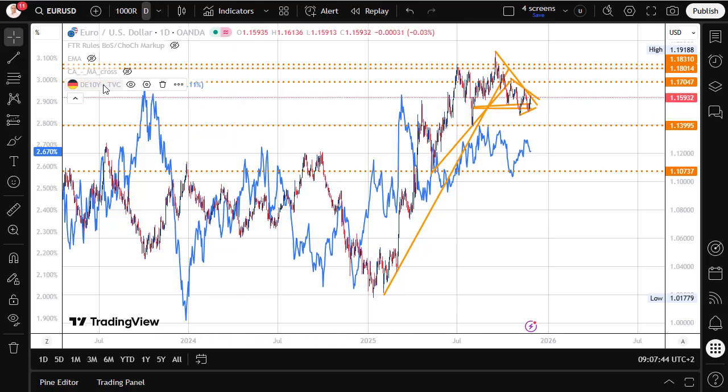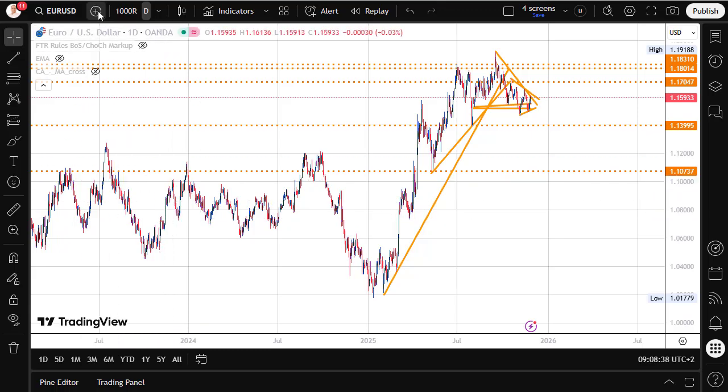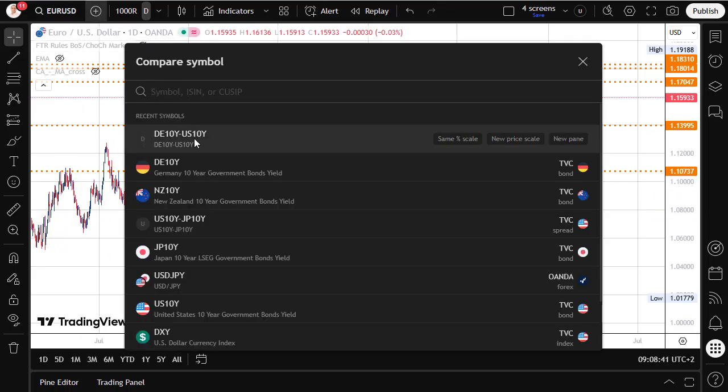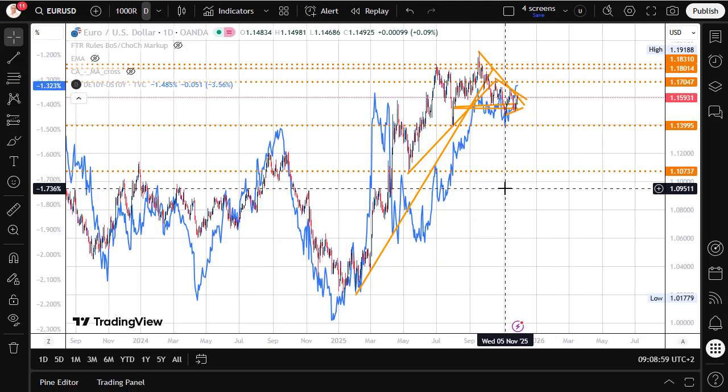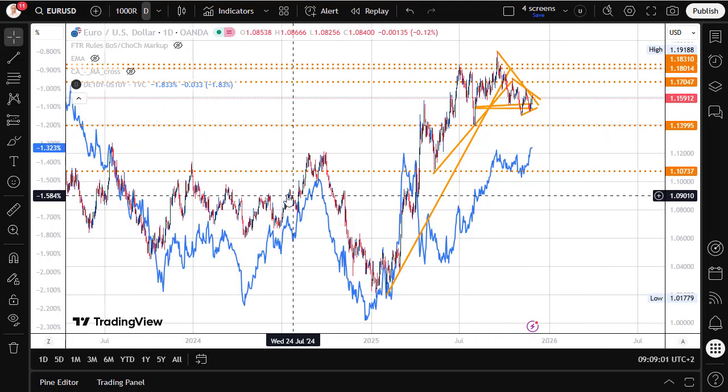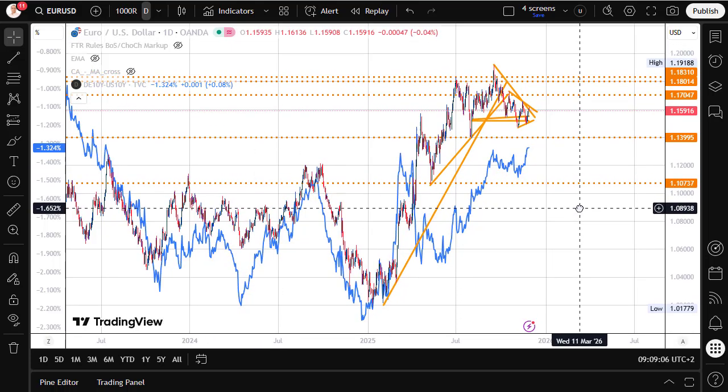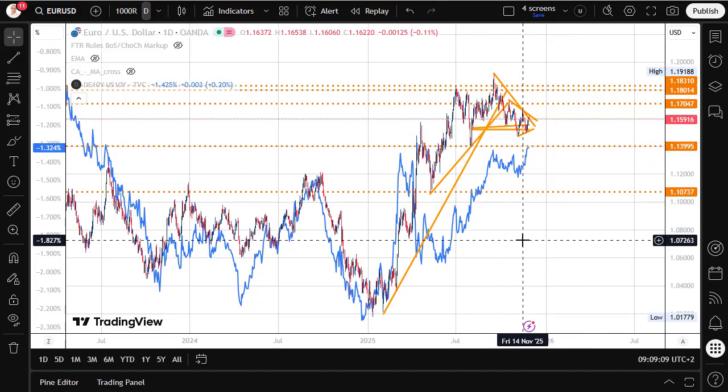So we have to go back here, delete this. So what we do is we click again the plus sign, we go over here, we type DE10Y minus US10Y. So this is the differential between the German yield versus the 10-year US yield. And you click new price scale. And now this is better, isn't it? Now you can see the differential between the German versus the US yields against the euro.